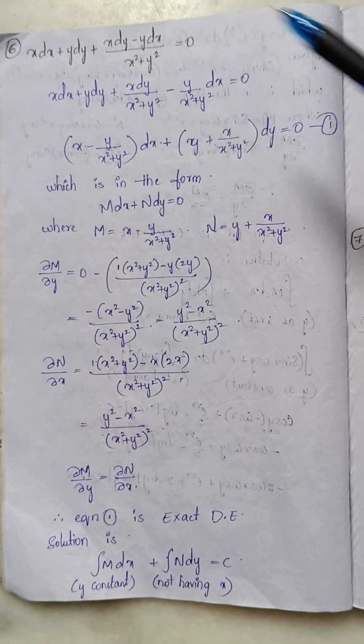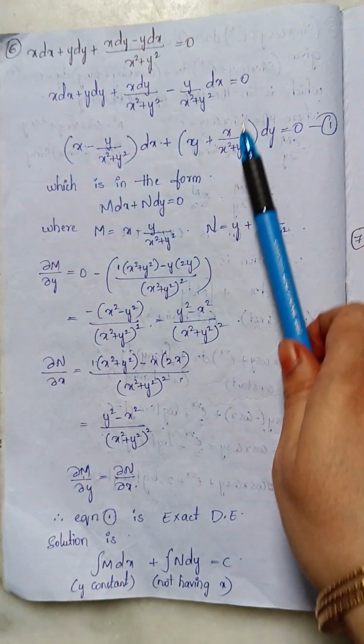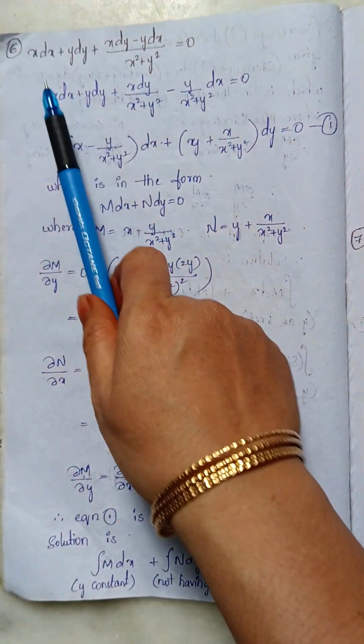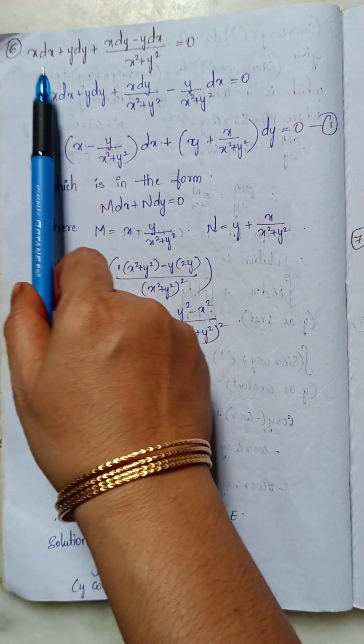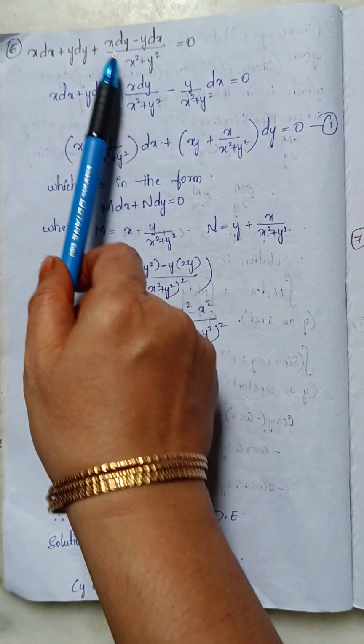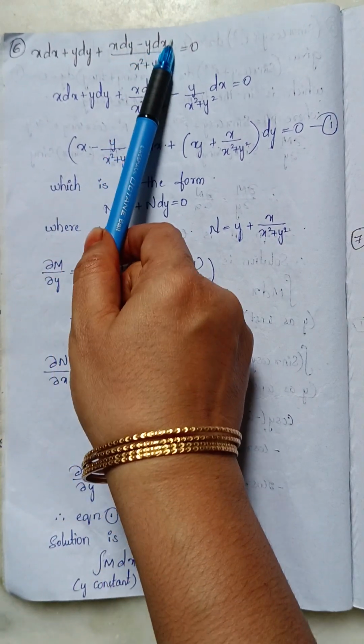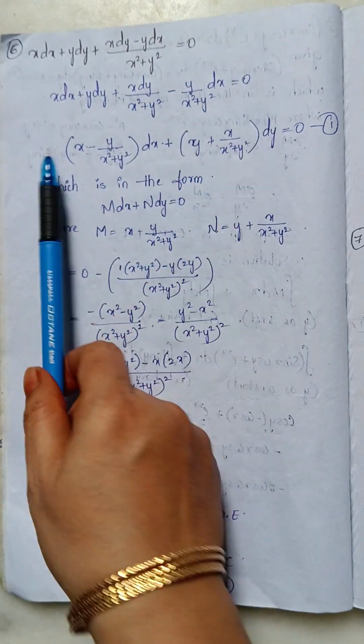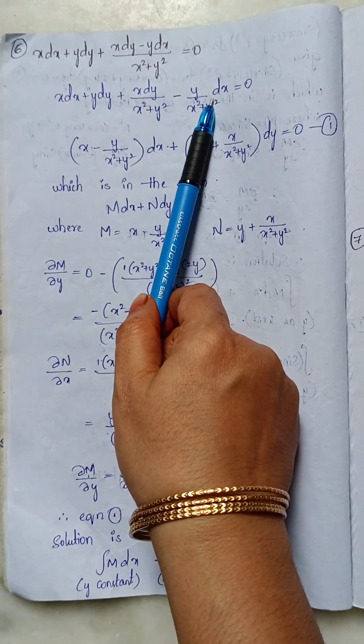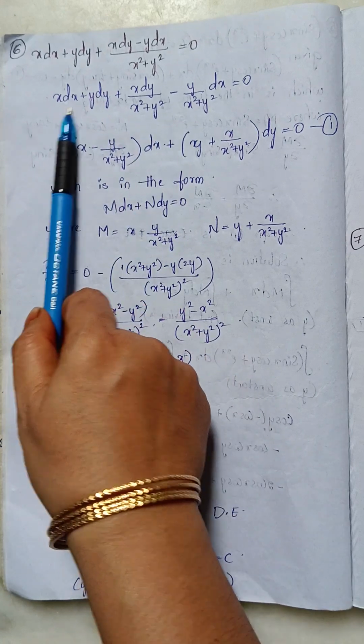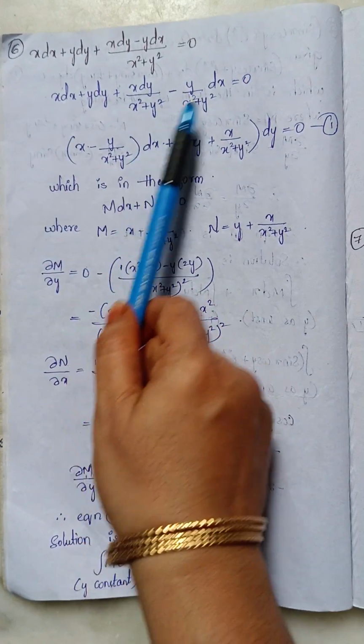See this problem, students. It is not in the form of M dx plus N dy, so we should take dx as common and dy as common. For that, first of all we can split these terms: this by this, minus y dx by this, equal to 0. Now take the dx term as common: (x minus y by this) into dx.